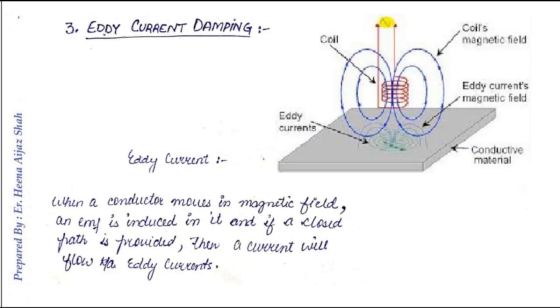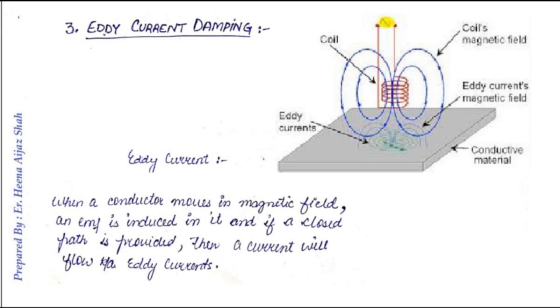Now coming to another type of damping, that is eddy current damping. First of all, we should know what we mean by eddy currents. Whenever a conductor moves in a magnetic field, an EMF will be induced in that conductor, and if we provide a closed path, then current will flow through that conductor. This current that flows through the conductor is known as the eddy current.